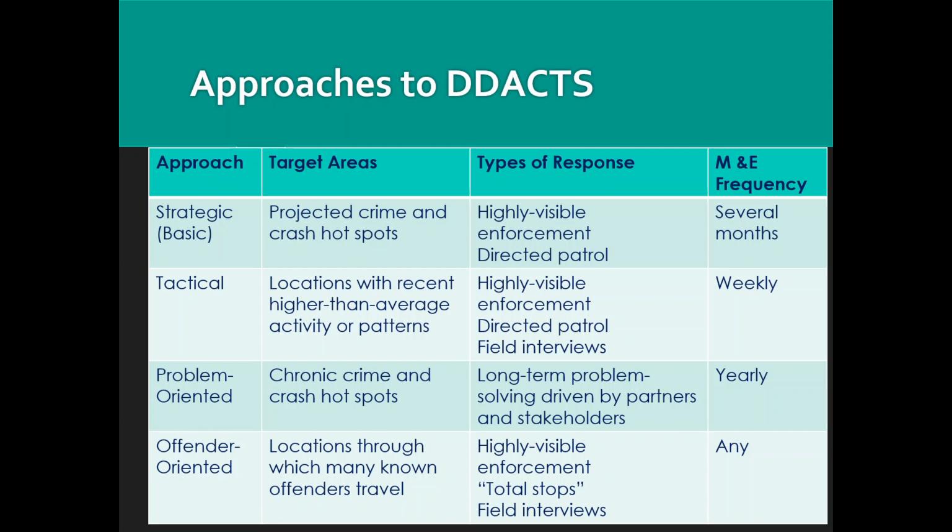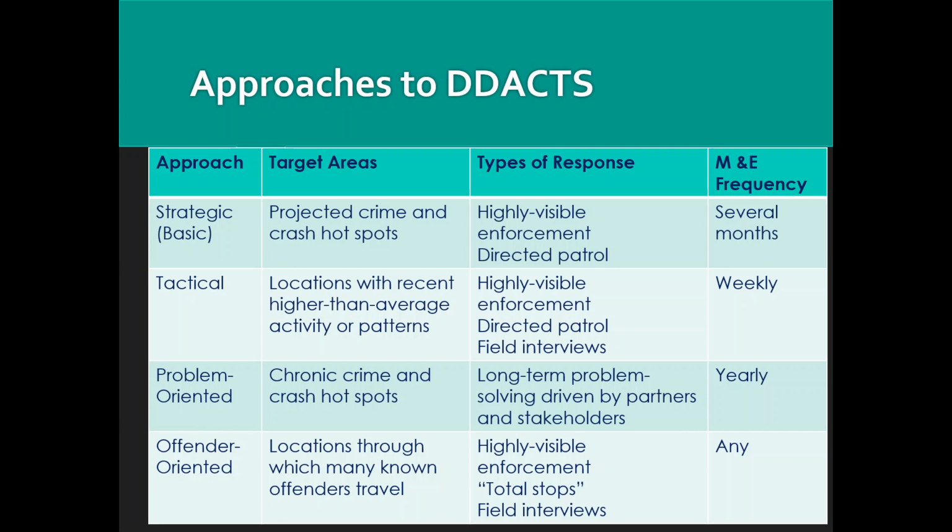The problem-oriented approach to DDACTS would start with the strategic model, but instead of just doing highly visible enforcement, we would at the same time use our partnerships to try to solve some of these crash and crime hotspots in the long term. So while we're doing all the shock and awe stuff with the highly visible enforcement, the lights and the stops and contacts and so forth, at the same time, we're really drilling down into the causal factors that give rise to these hotspots and trying to find the best long-term strategies to address them. That way, when we lift the additional enforcement, crime and crashes don't just go back to the volume they were at previously.